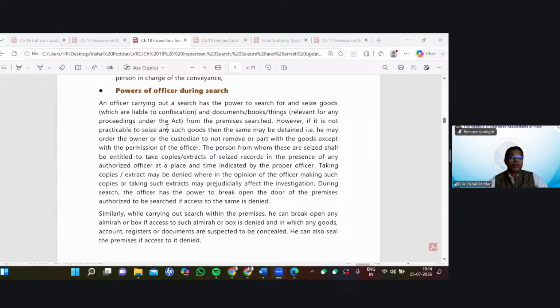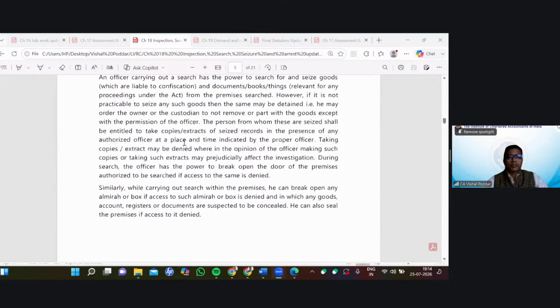However, if it is not practical to search or seize any of the goods, then the same may be detained, which is called constructive seizure. The person from whom these are seized shall be entitled to take copies or extracts of the seized records in the presence of the authorized officer. Taking copies or extracts may be denied, where in the opinion of the officer, making such copies or taking such extracts may prejudicially affect the investigation.